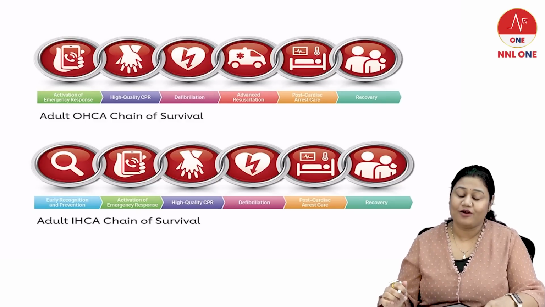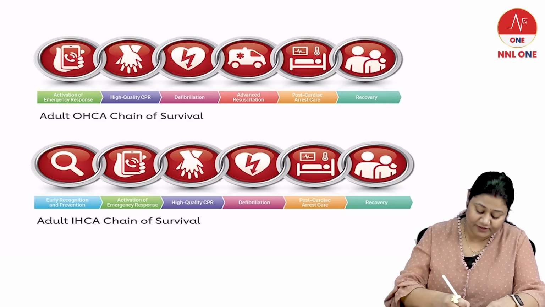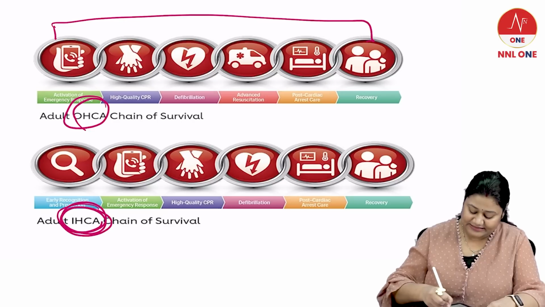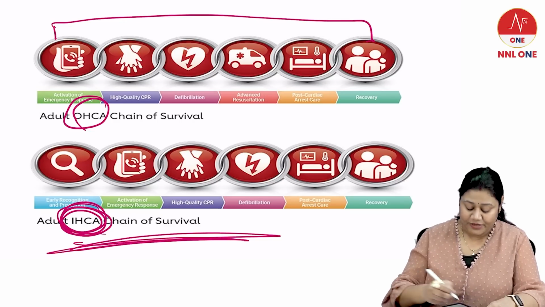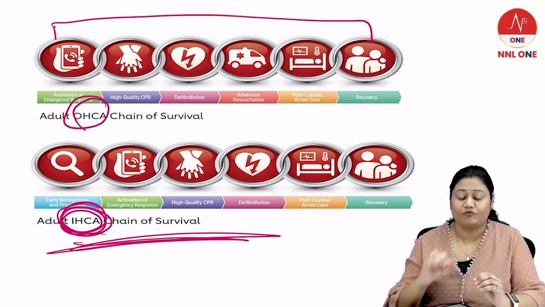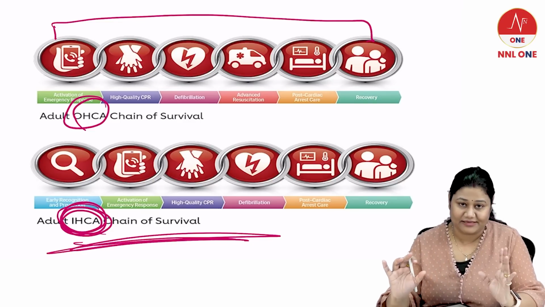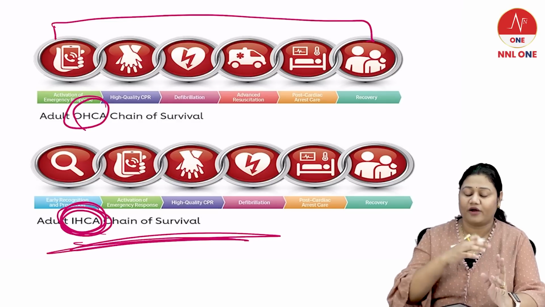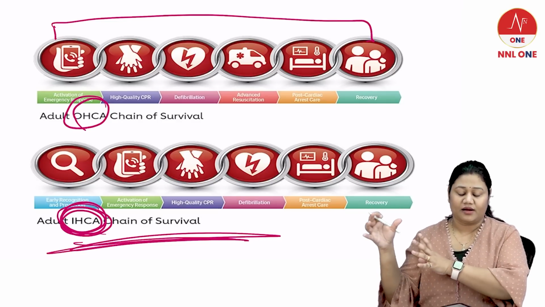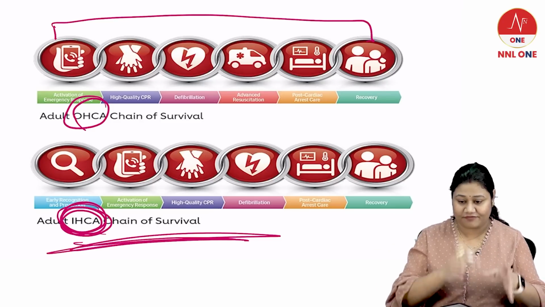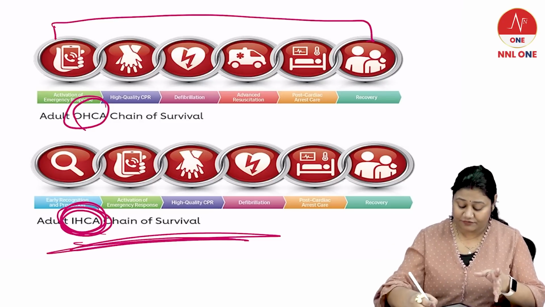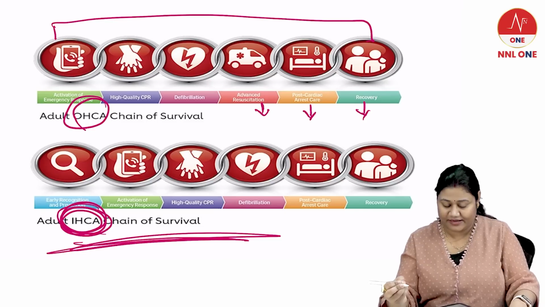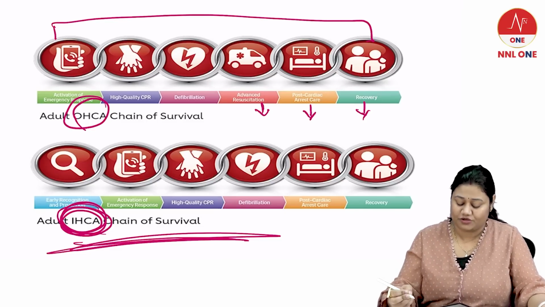Then we have the chain of survival, the elements of chain of survival. Do remember and pay special attention. Outside hospital cardiac arrest and inside hospital cardiac arrest have different links, right? For outside hospital cardiac arrest, you have to immediately activate the emergency medical service. Then start chest compression. Then when the AED machine comes, give shock. Then shift the patient to advanced care. Then if the patient survives, recovery.